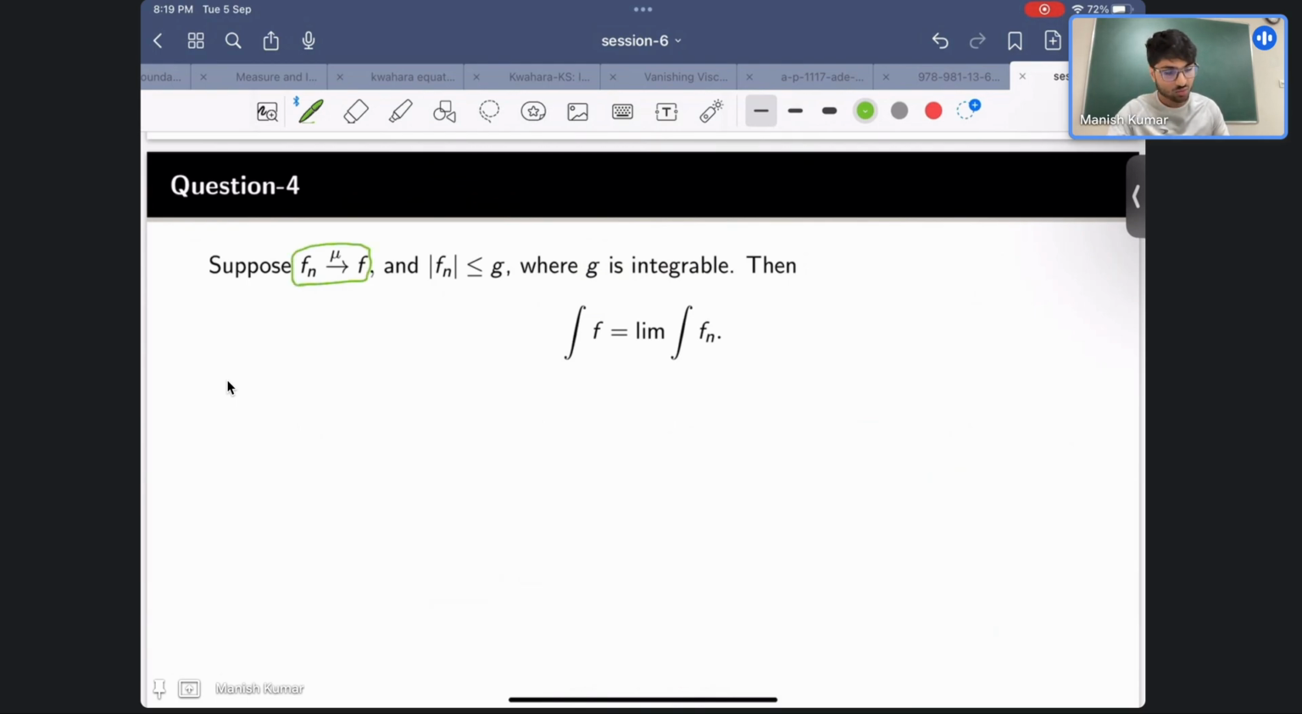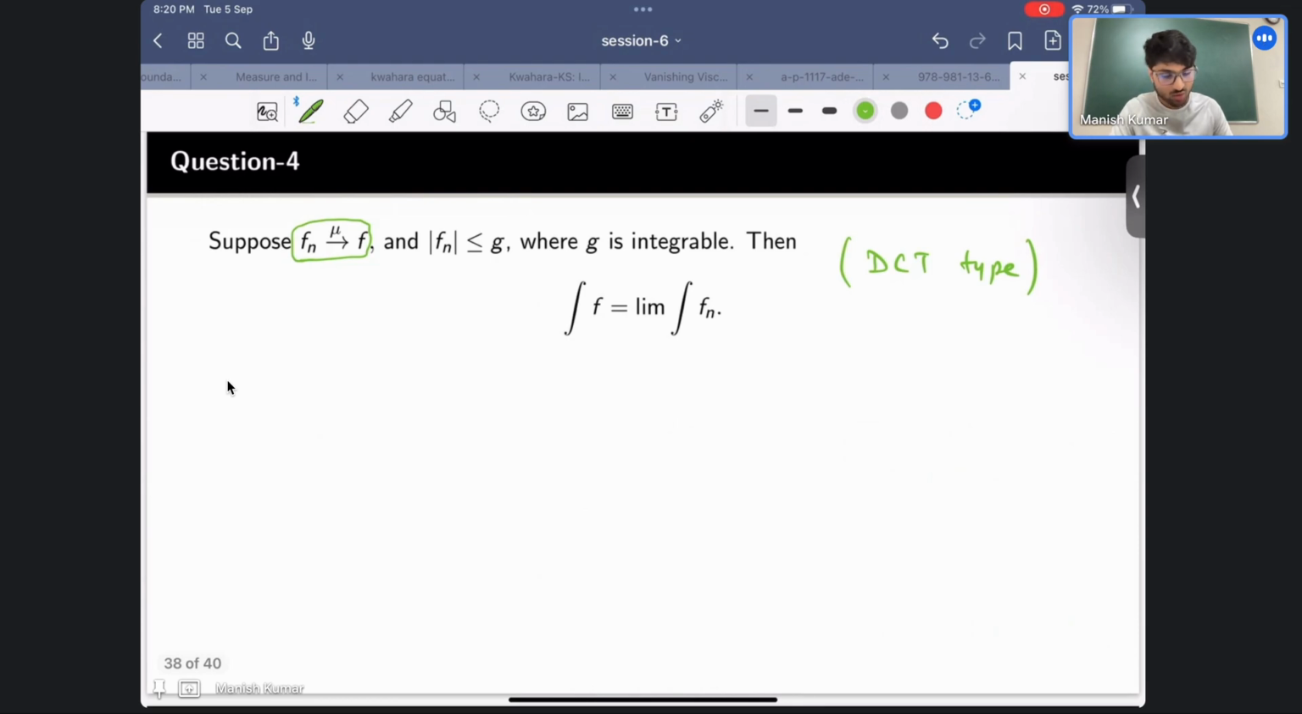I will not write anything, but this is a DCT type theorem. Instead of almost everywhere convergence, you have convergence in measure. That's the only difference. Okay, so let's start the solution.